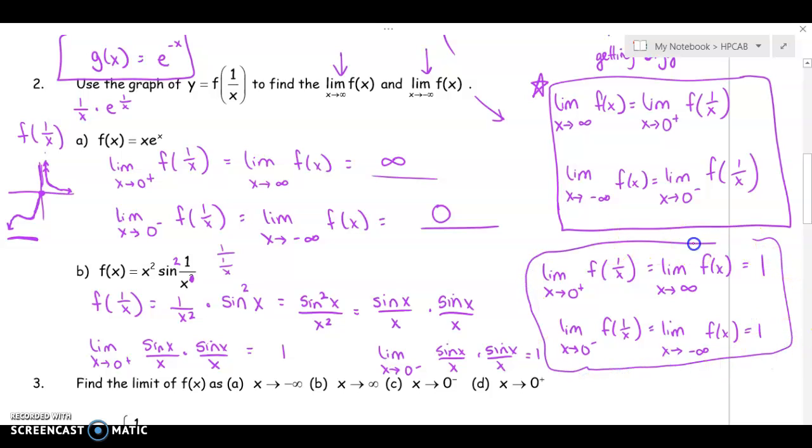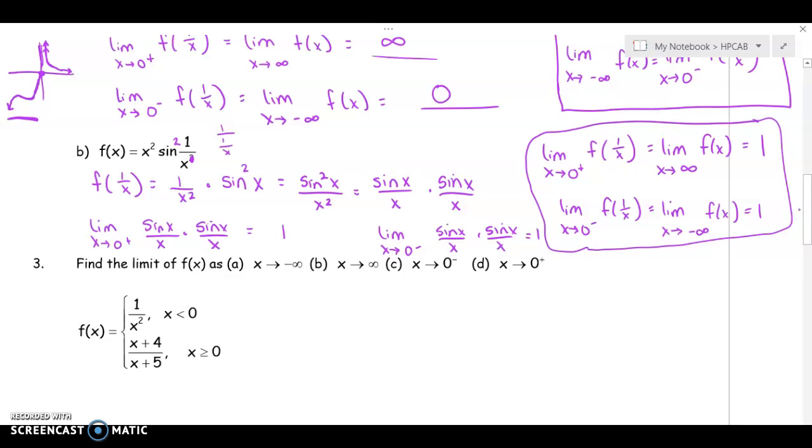If you don't want to do it that way, you could look at the graph. Graph this thing on your calculator and then look and see what the ends of the graphs are doing. Actually, what we're doing as we approach 0 from the left and the right.